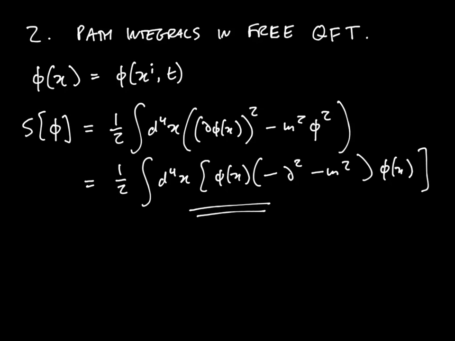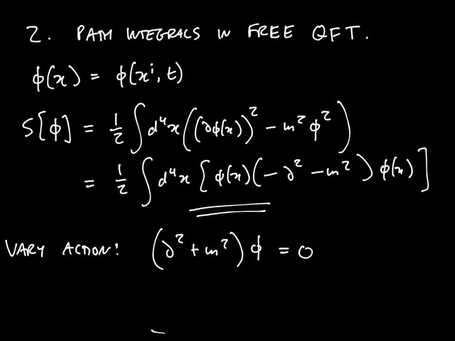And this form is going to be a little bit more useful in what we're going to do. So now, what are the classical equations of motion from varying this action? If you vary the action, what you find is that the classical equations of motion are just partial squared plus m squared phi equals 0. That's pretty much immediate from this equation right here.